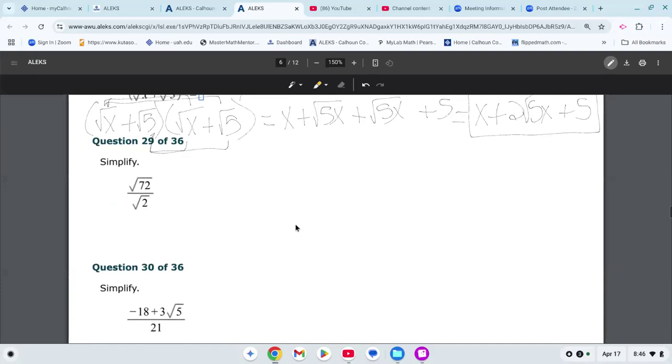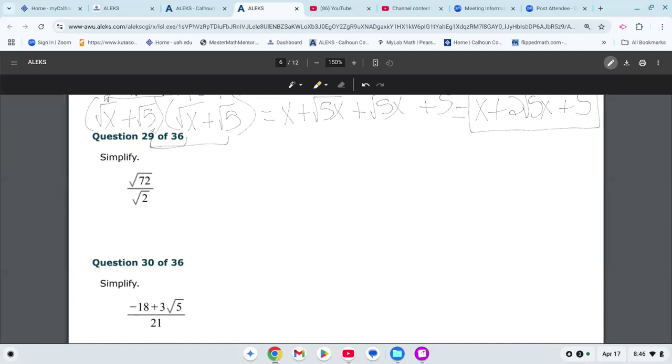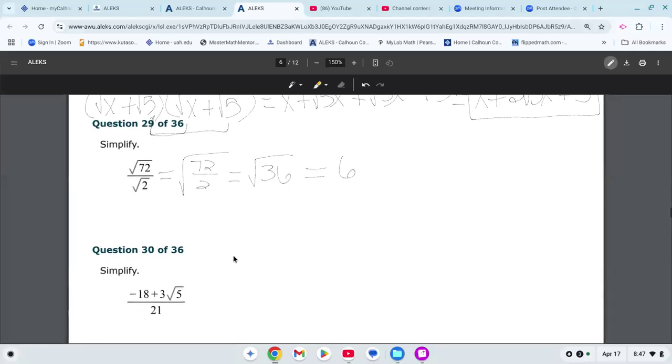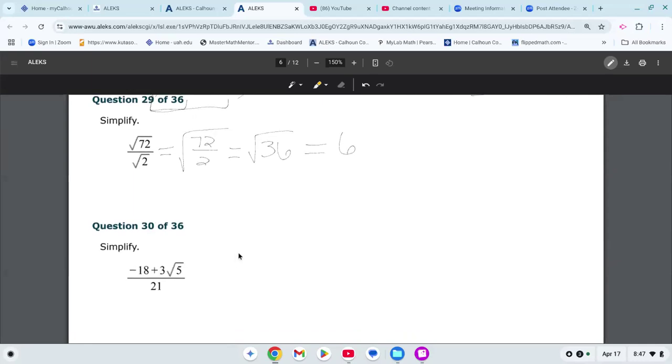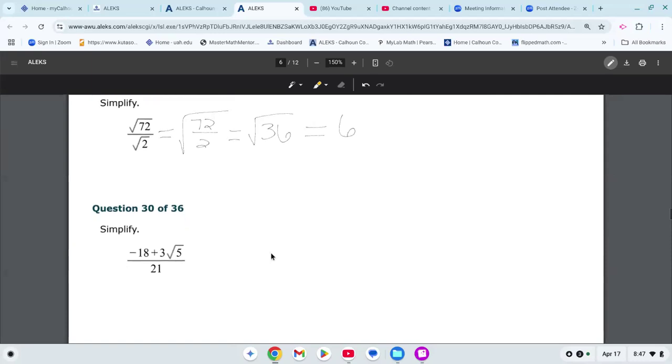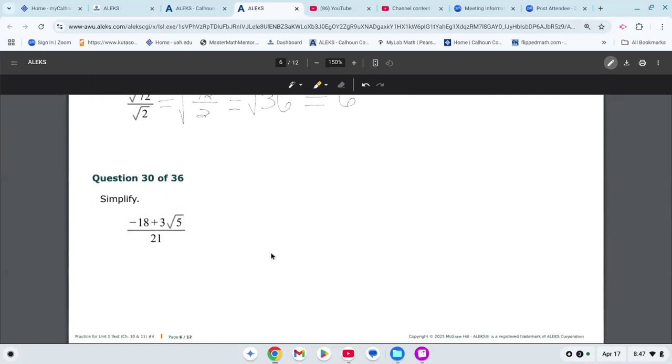For number 29, 72 divided by 2, because I can think about that as, can I reduce 72 by 2? That reduces nice and pretty to 36, which is just 6. Now, not all radicals are going to reduce that way. And in a few minutes, we're going to have another problem that looks like that. But we can't divide 72 by the denominator. So we'll see that in just a minute. In this particular problem, I do not have a radical in the bottom. So all it is asking me to do here is reduce.